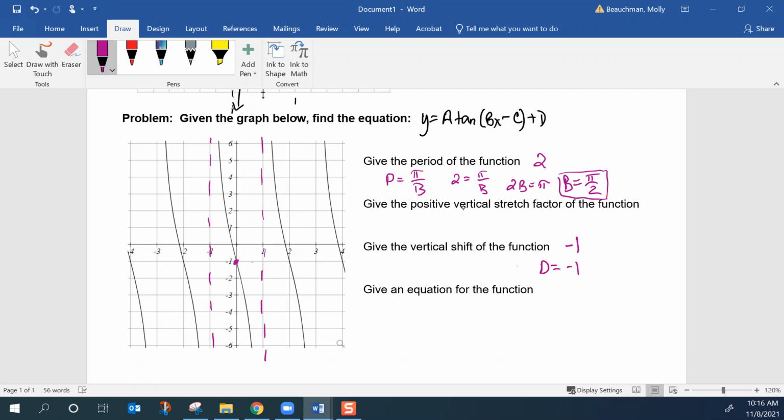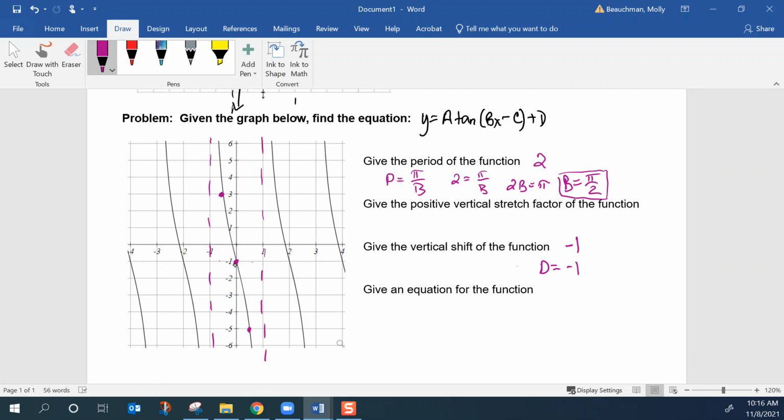Now we want to give the positive vertical stretch factor. Take a look at your 0, negative 1 here, or your middle point, and then figure out halfway in between is 1/2, and where does it cross the y-axis at 1/2? And it looks like it's down here at negative 5. Take a look at the other side, halfway in between 0 and negative 1 is negative 1/2. Follow the graph halfway between until it hits the y-axis, and it looks like it hits up here at 3.